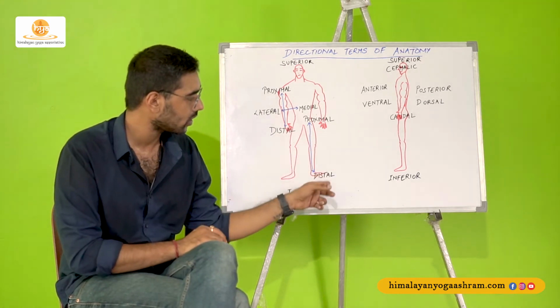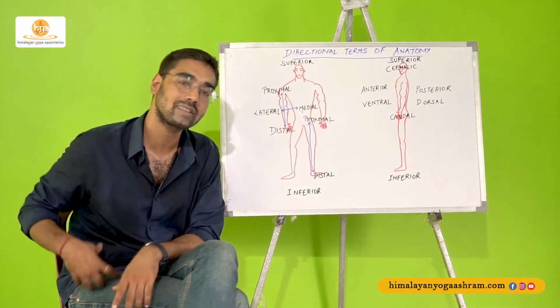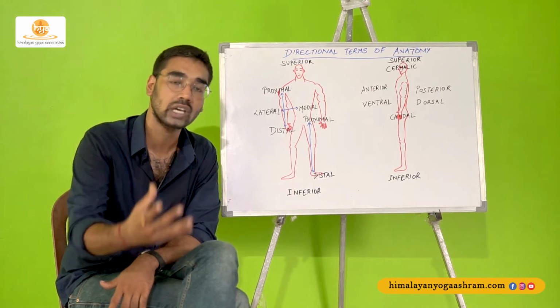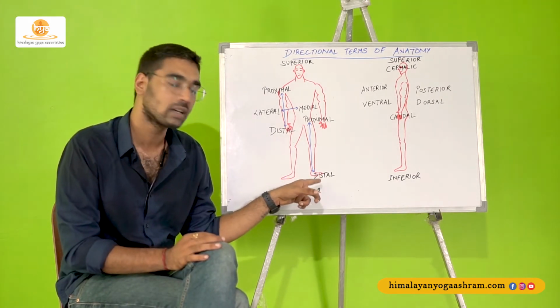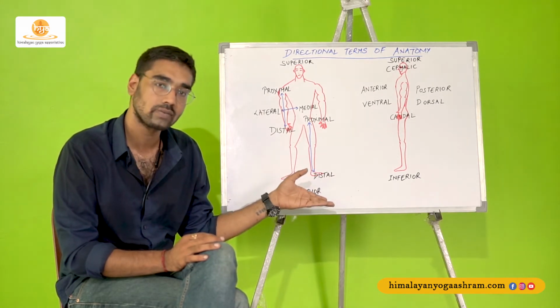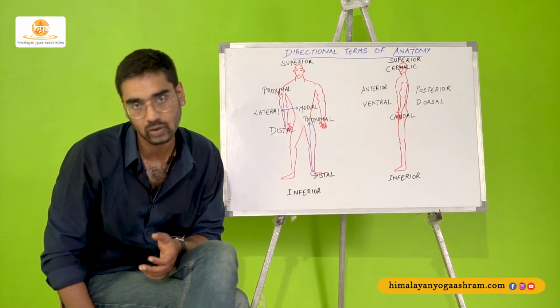As you can see, the same example in case of the leg as well. The proximal part is the hip joint because that is where the leg originates from, and the distal part is the foot, which is the farther end of the certain body part, whatever we are discussing.